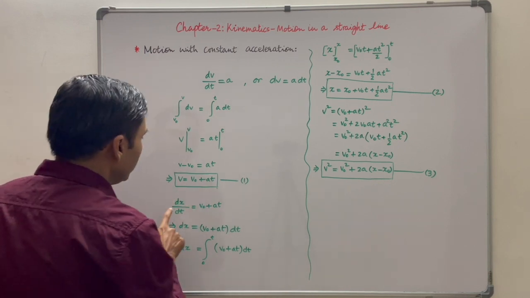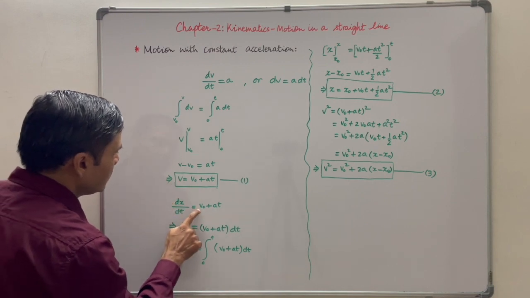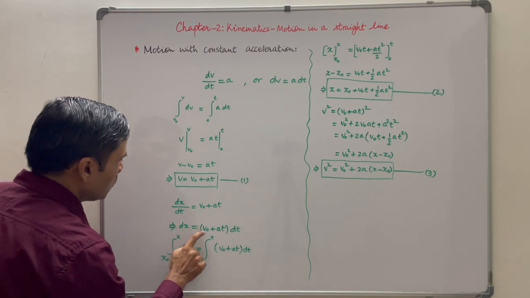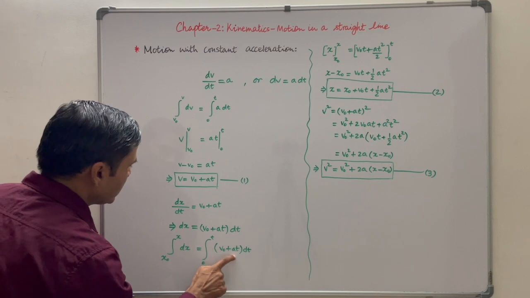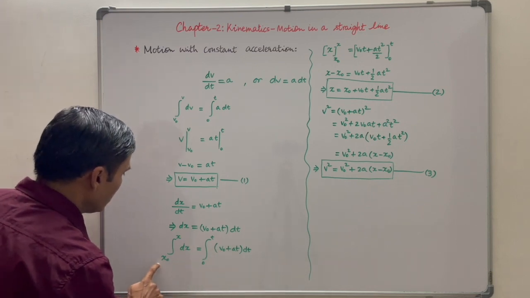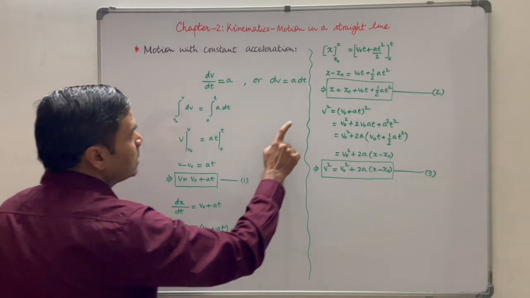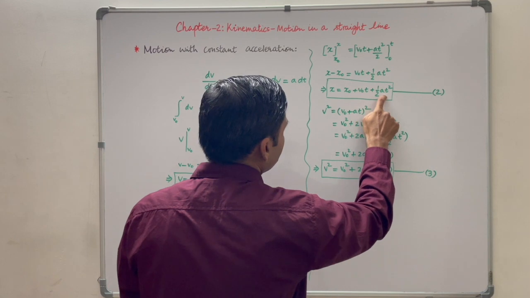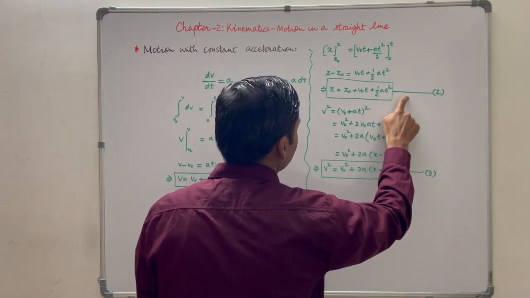Now write dx upon dt in place of v. So dx upon dt is equal to v0 plus at, or dx is equal to v0 plus at into dt. Now integrate both the sides within limits. Initial position is x0, final position is x. So we get this equation, x equal to x0 plus v0t plus half at square. This is second equation of motion in a straight line.